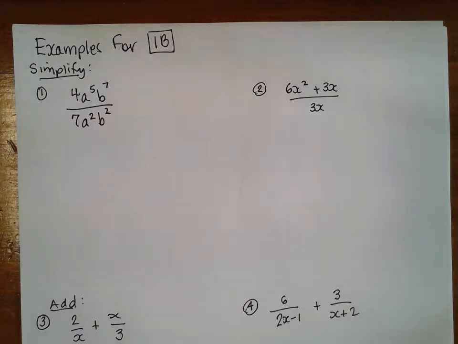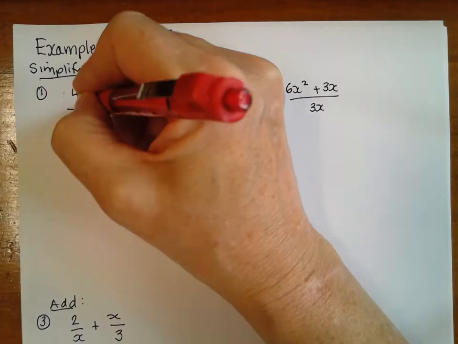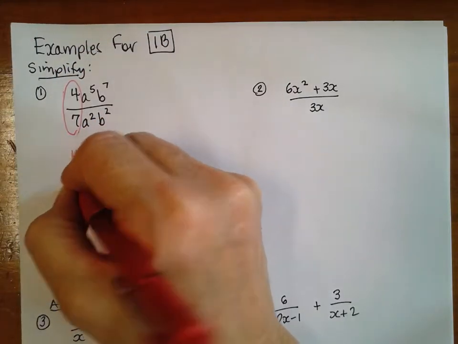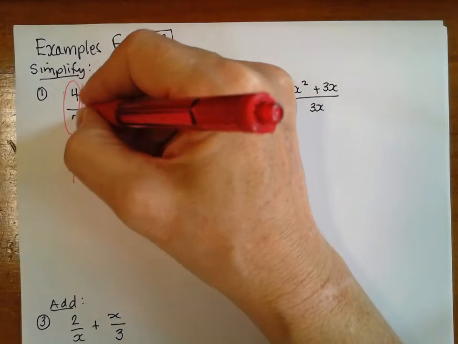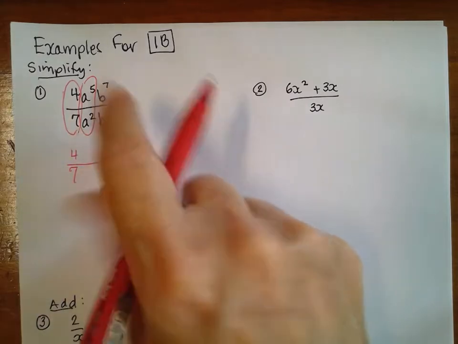Hi girls, these are some examples for 1B. When I do these problems, and we've already talked about it, I would look at the number part first. I can see that that can't be simplified, so I'm going to leave it there. And then I'm going to look at just how many A's there are. Remember we did that the other day where we wrote down all the A's, expanded?